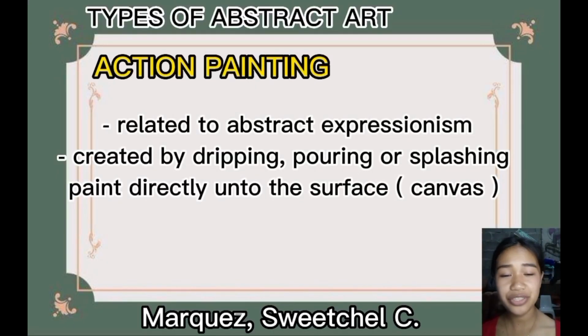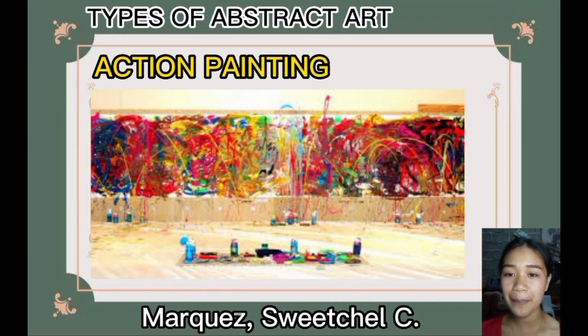Action painting. Action painting is closely related to abstract expressionism, some considering it a tendency within the larger umbrella of ABEX. It refers to works that are created by dripping, pouring, or splashing paint directly onto the surface. And here is an example of action painting.